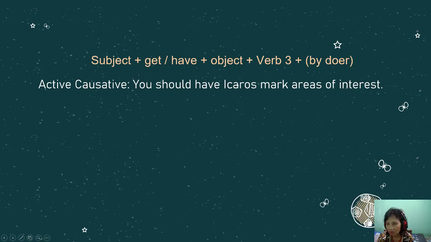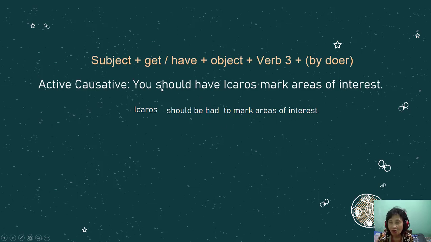Then we put Icarus, this is the subject, this is the predicate and object. So put the object here. And then don't forget that for passive, we need to have past participle with to be. So to be plus past participle should be had in this construction. Actually, you put here by you, but because this is active causative, we will put the doer at the end. So now we just put here mark areas of interest. But why are there two here?